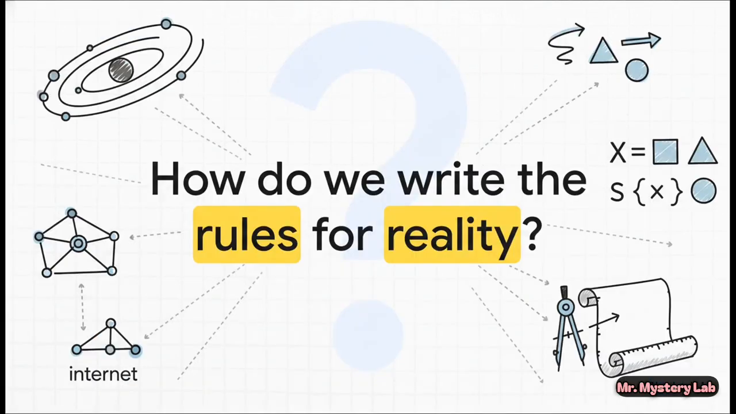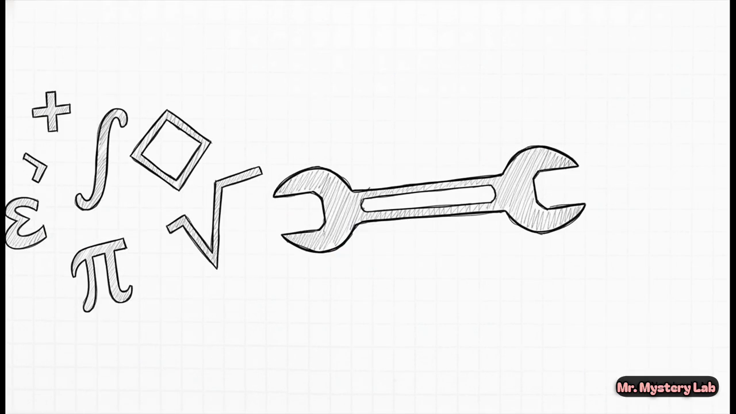So let's start with a really big question. From the way planets move to how information flows across the internet, our world follows certain rules. But how do you actually write those rules down in a way that we can understand and, more importantly, use? The answer? We use the language of mathematics.